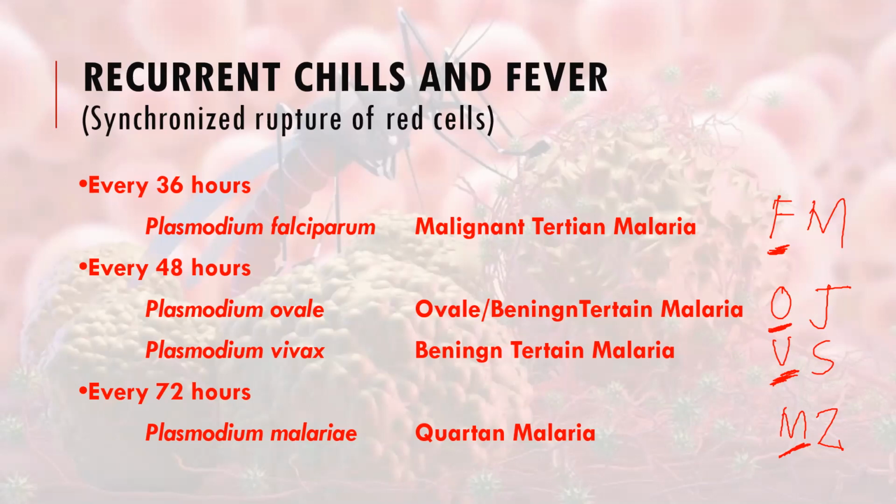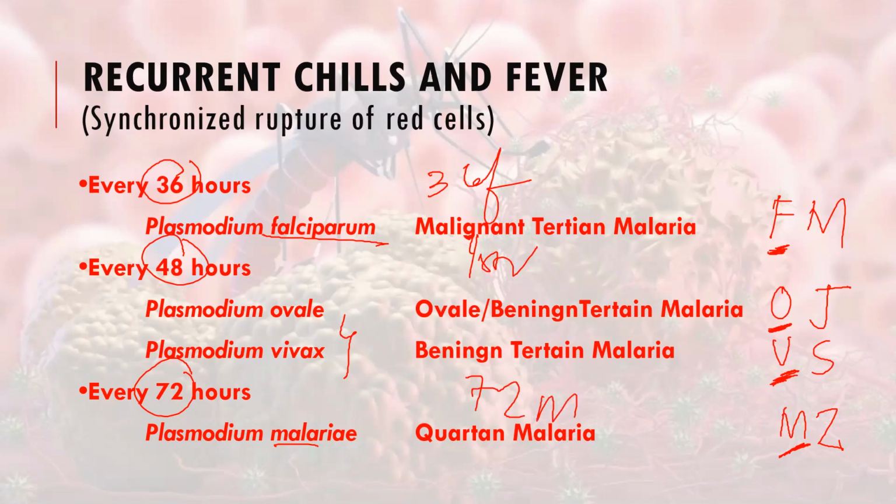Inuulit ko, kung hindi mo to alam, hindi ka nagparasitology. Kaya dapat alam mo siya. Okay? Every 36 hours, falciparum. Every 48 hours, OV. Every 72 hours, M. 36F, 48 OV, 72M.